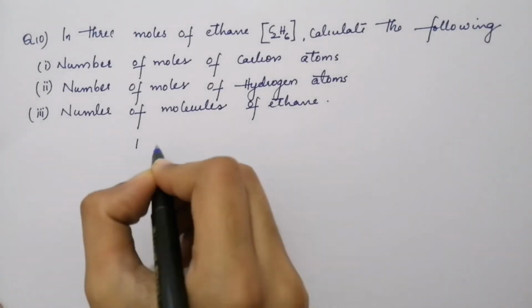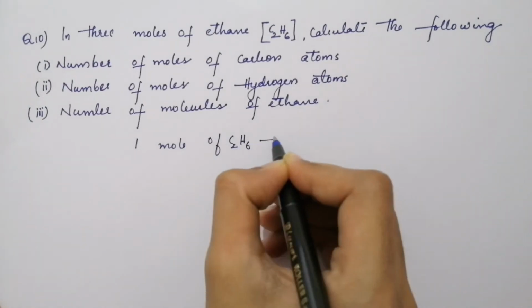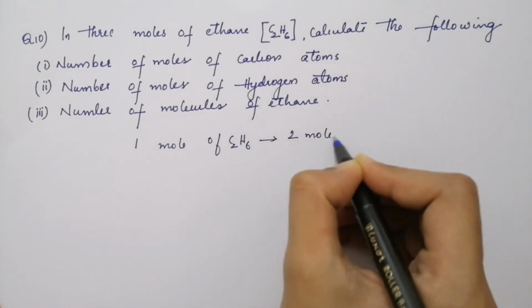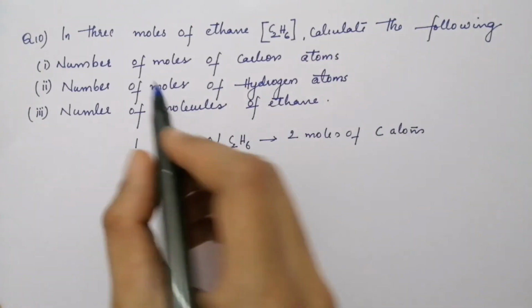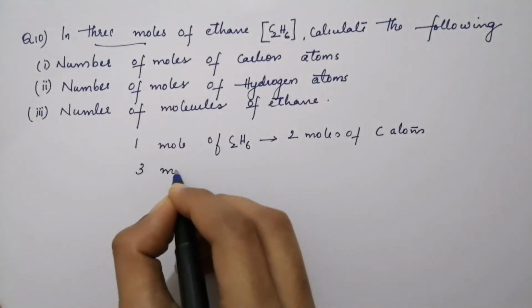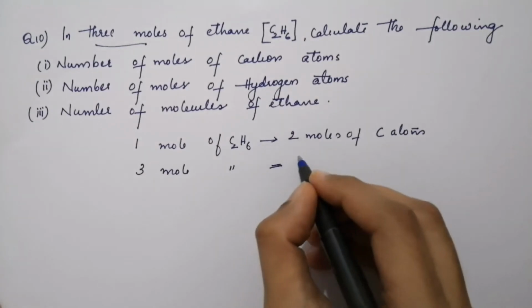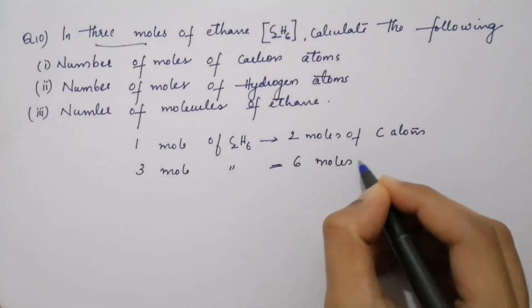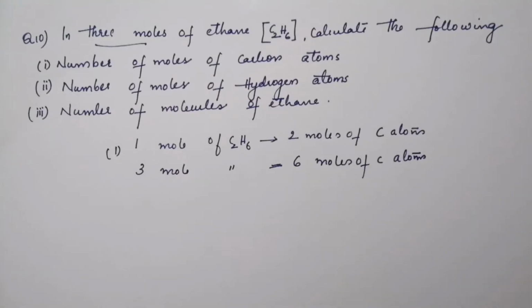So we can say that 1 mole of C2H6 contains 2 moles of carbon atoms. Now it is asked in the case of 3 moles of ethane. So what if it is for 3 moles of ethane? We have to multiply this with 3. So we get 6 moles of carbon atoms. This is the answer for the first question, that is the number of moles of carbon atoms.